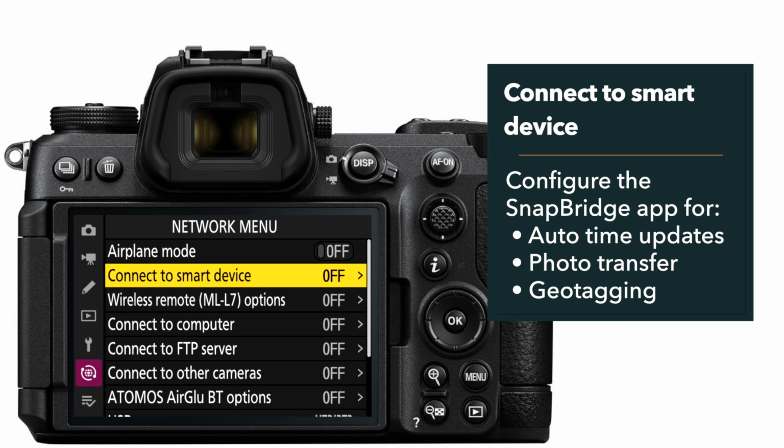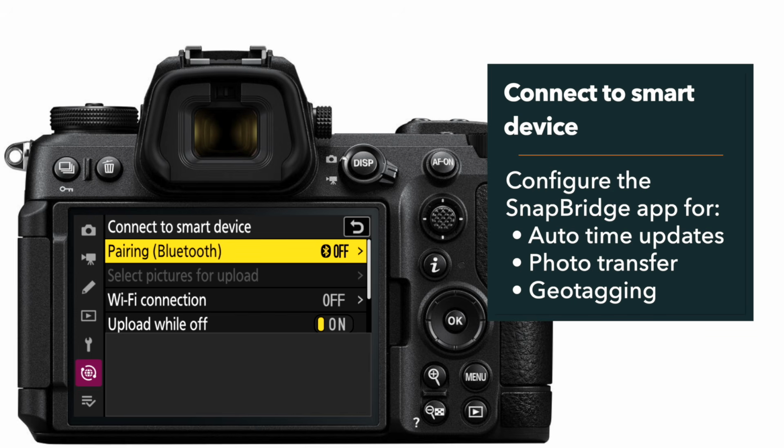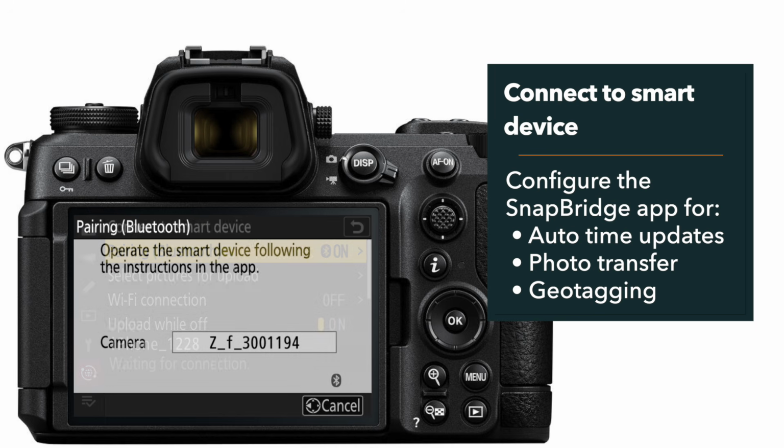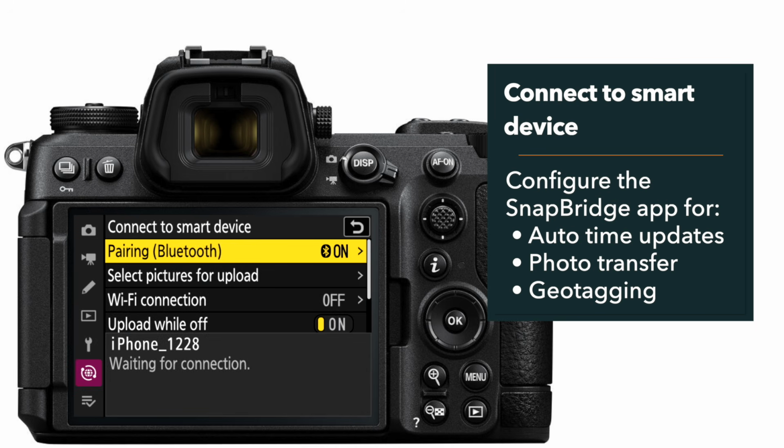I'd also recommend taking a look at the Connect to Smart Device submenu. That's at the end of the setup menu in older Nikon Z cameras. Newer cameras, it has its own network menu. But in Connect to Smart Device, configure your camera to use the Nikon SnapBridge app on your smartphone, and that gives you automatic time and date updates as you're traveling. It can also add geolocation information so you know where each one of your photos was created, and you can also transfer photos from your camera to your smartphone. Just follow the on-screen instructions for pairing that here.